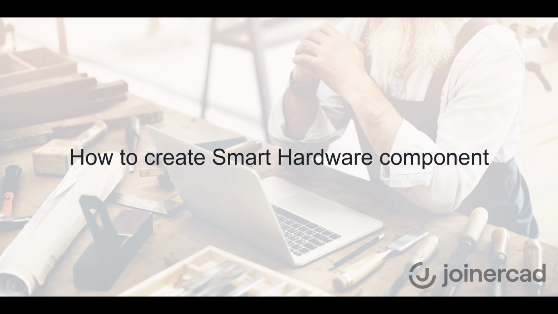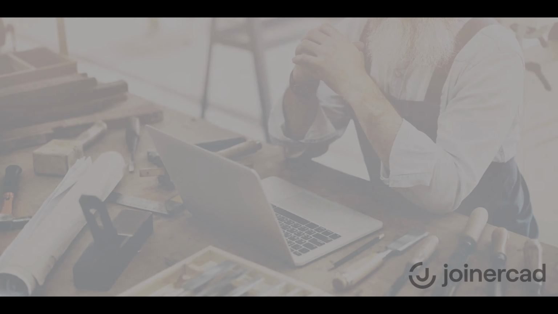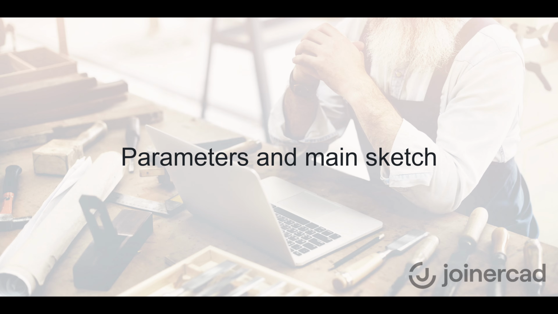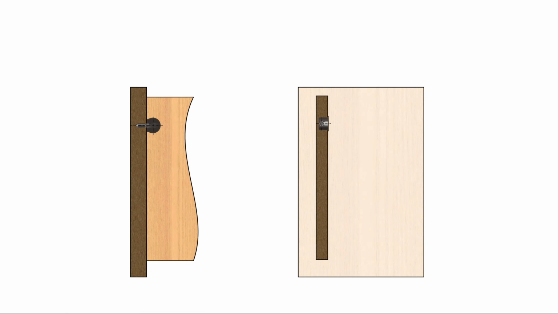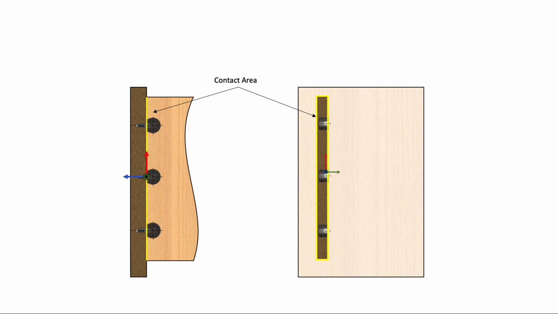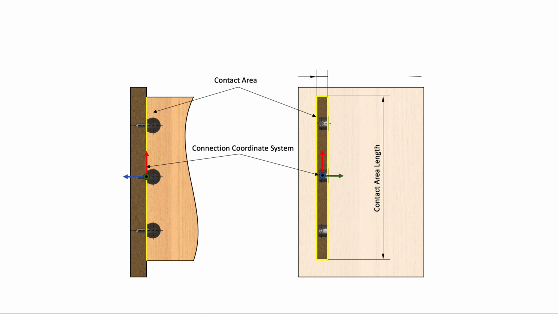Before we start creating a component, we need to get familiar with the logic of operation. I will take as an example the connection of two panels, where one of the panels rests on the side of the other panel. I will use Rafix S20 connectors to connect them. When two panels are joined together, the area of contact between them can be called the contact area. This area has a relative contact area length and contact area width.